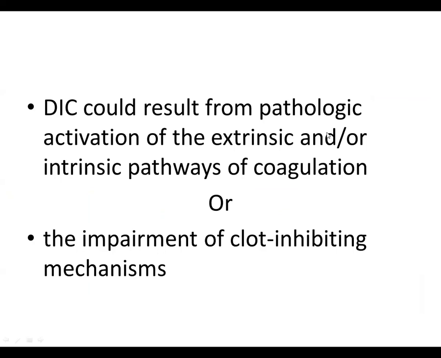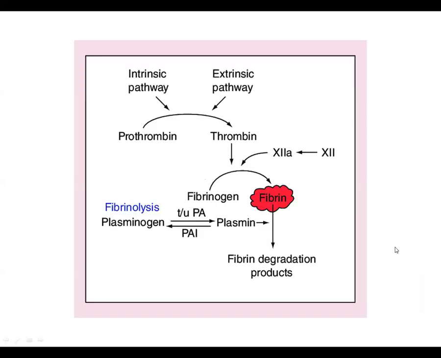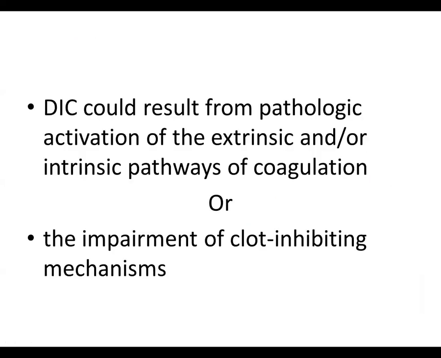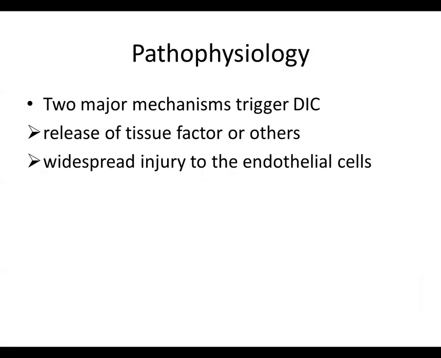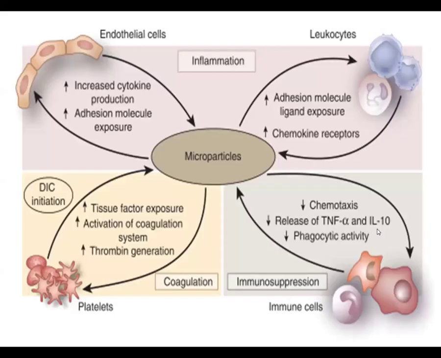Now, DIC could result from pathological activation of the extrinsic or the intrinsic pathway of coagulation, or it may be due to impairment of the clot inhibiting mechanism. Okay, where clot formation is happening, there is also an inhibiting mechanism, so both impairment or activation of the extrinsic and intrinsic pathway can occur, or maybe there is impairment of the clot inhibiting mechanism. Two major mechanisms trigger DIC: release of tissue factors, and widespread injury to the endothelial cells.